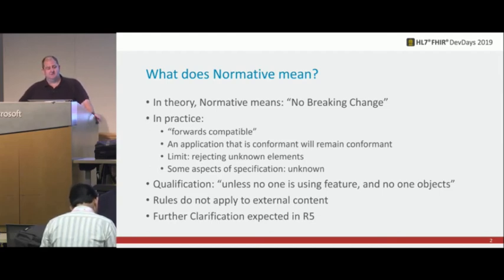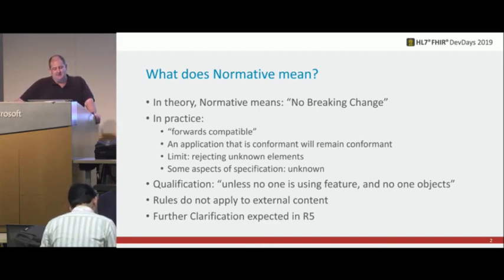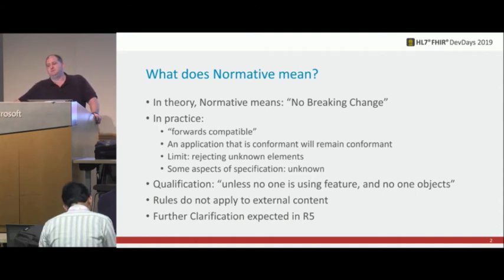And so the goal of the standard is to get to what we call normative, which is an American National Standards Institute terminology, so very arcane standards terminology. What it means is that we stand behind the standard and we don't make any breaking changes to it. So in theory, normative means no breaking change. In practice, what that means is actually forwards compatible. You'll often hear it called backwards compatible, but it's not.